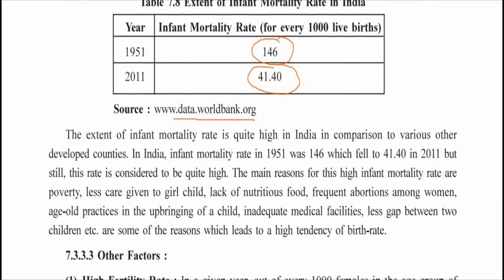The main reasons for this high infant mortality rate are poverty, less care of the girl child, lack of nutritious food, frequent abortion among women, age-old practices in upbringing of the child, inadequate medical facility, etc. Less gap between two children, and all these things will lead to it. Because more children are dying, you tend to have a bigger family.